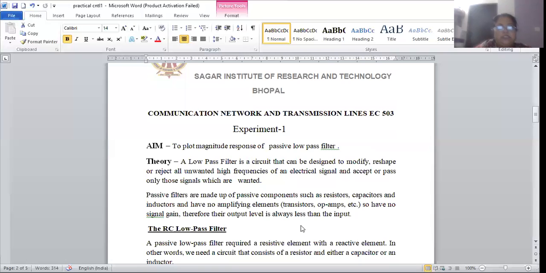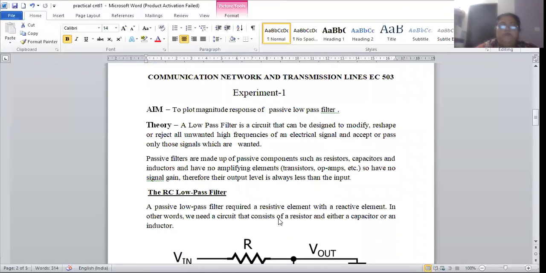A low-pass filter is a circuit that can be designed to modify, reshape, or reject all unwanted high frequencies of an electrical signal and accept or pass only those signals which are wanted. Passive filters are made up of passive components such as resistors, capacitors, and inductors, and have no amplifying elements like transistors or op-amps, so they have no signal gain. Therefore, their output level is always less than the input.